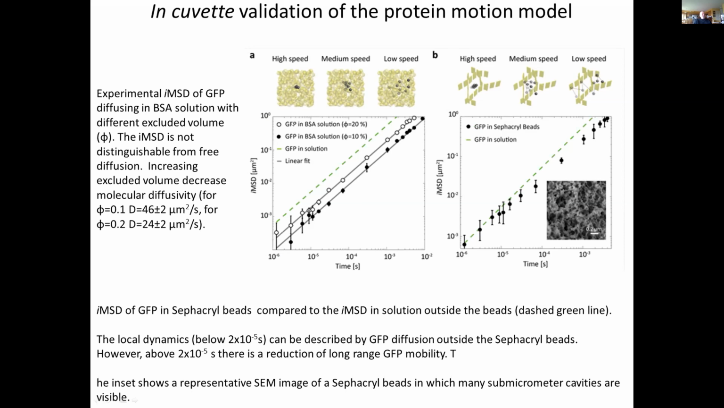So let us use GFP in this BSA solution, which is that point, and you can see that it never changed the slope. So it's always the same. This is a solution, the fit, and this is in different amounts of GFP. So the slope is the diffusion coefficient. So it never changes.